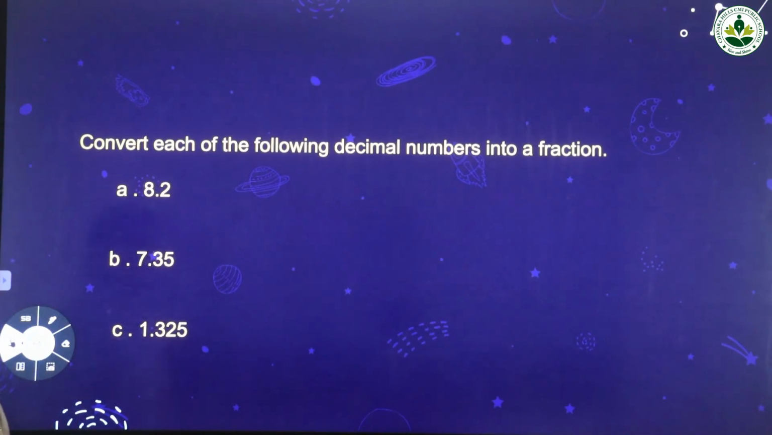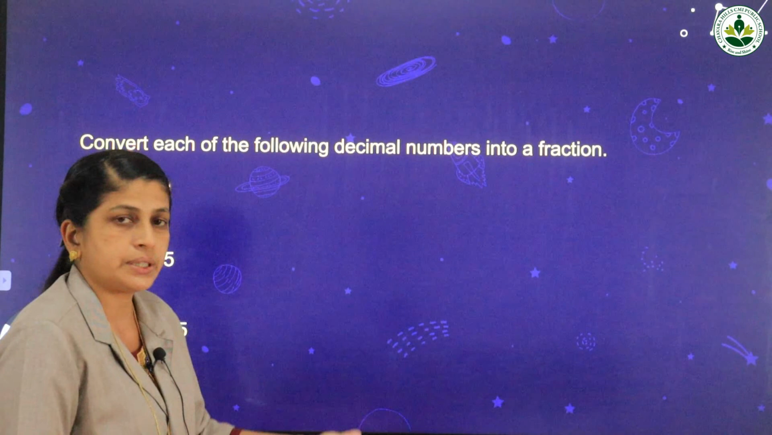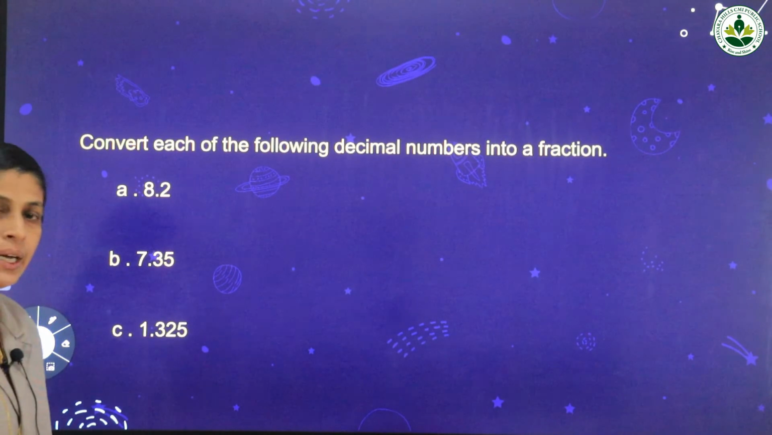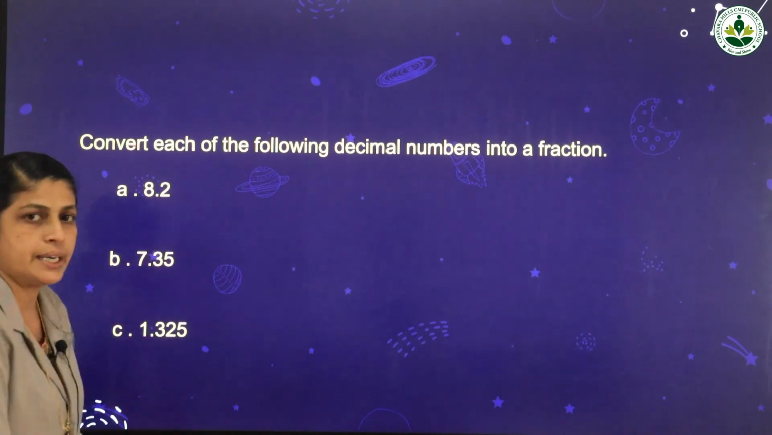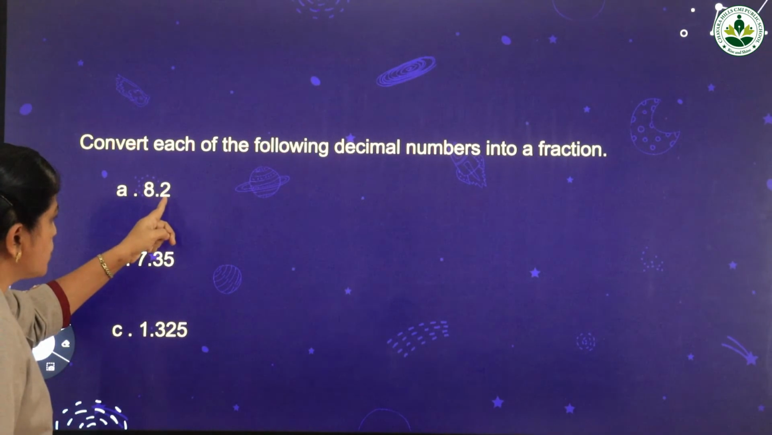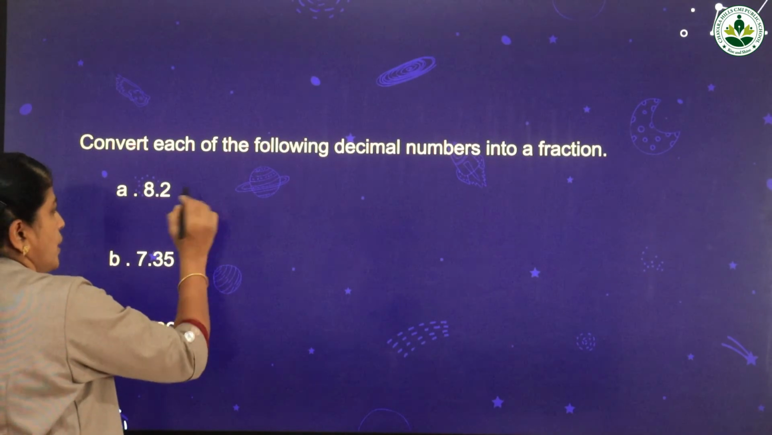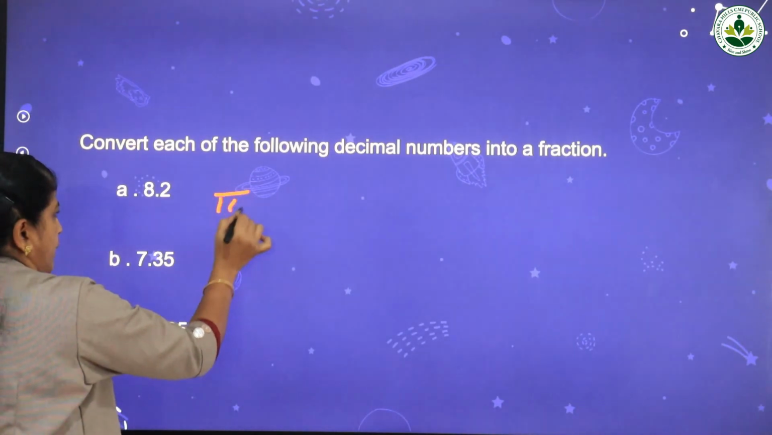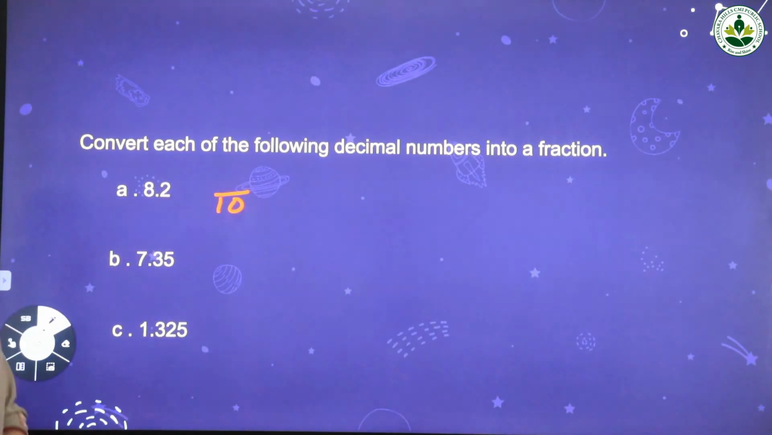The next one is, convert each of the following decimal numbers into fractions. If a decimal is given, we can convert that to a fraction. 8.2. We have to write it in the fraction form. For that, look at the digits after the decimal point. After the decimal point, the digit is 2. That means only 1 digit after the decimal point. That means there should be only 1 zero. Therefore, the denominator should be 10. The denominator should be 10 because there is only 1 digit after the decimal point.